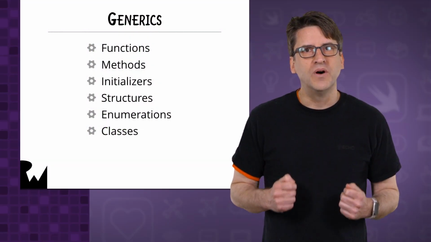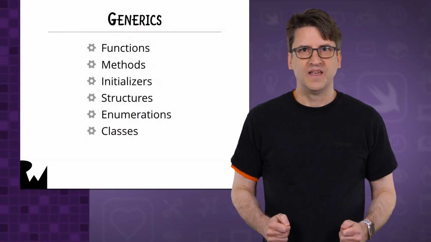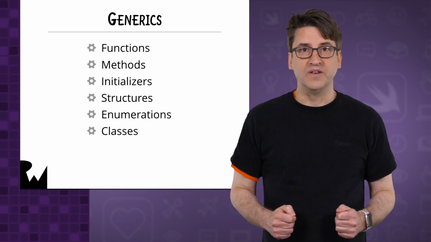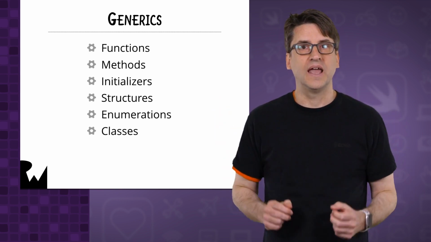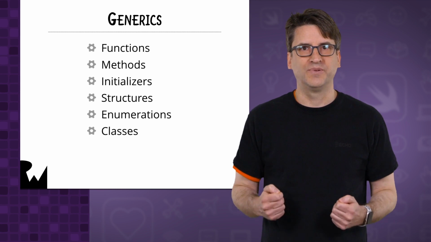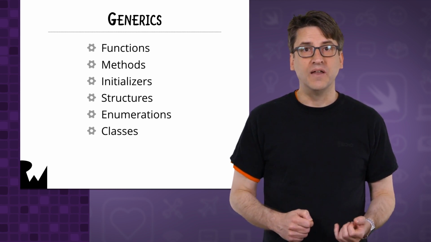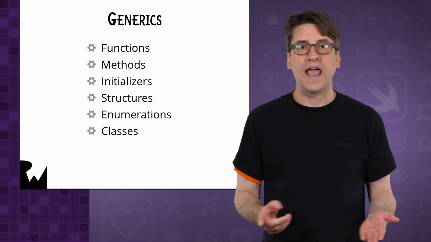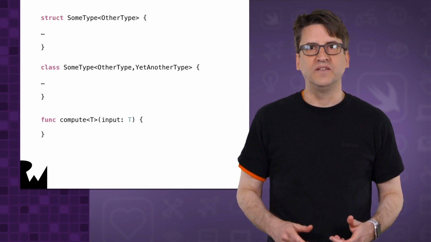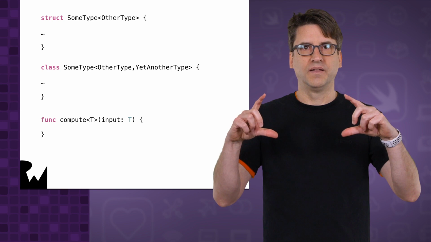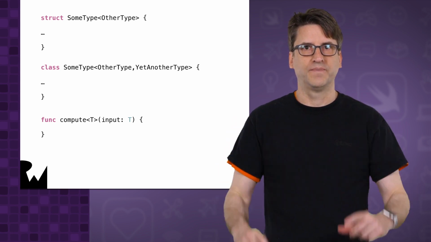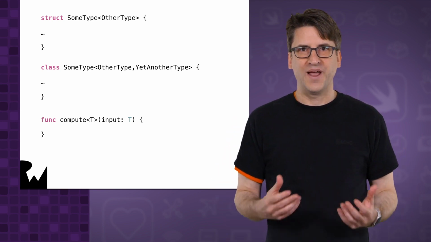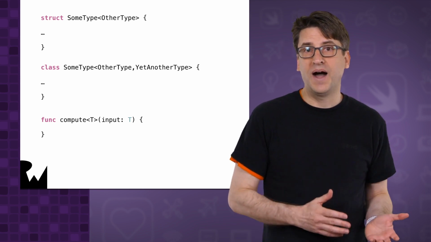Generics are probably the most important feature of Swift. They let you express algorithms and data structures generically and instantiate with actual types later. This can be done for functions, methods, initializers, structs, enums, and classes. Each one of these has an angle bracket that specifies some type.